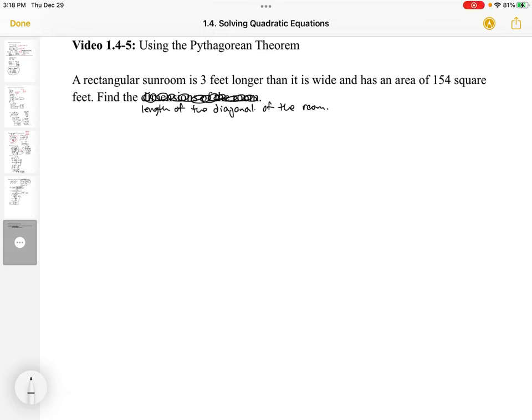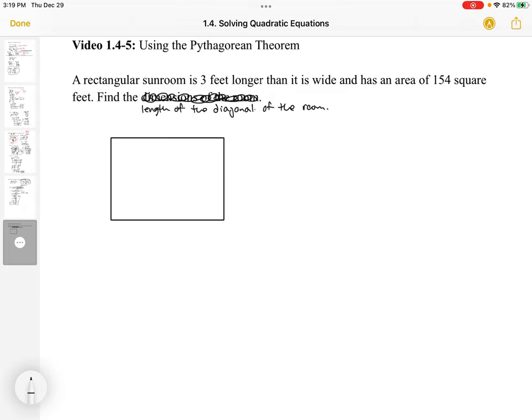In this video, we are going to use quadratic equations and the Pythagorean theorem to solve a word problem. A rectangular sunroom is 3 feet longer than it is wide and has an area of 154 square feet. Find the length of the diagonal of the room.